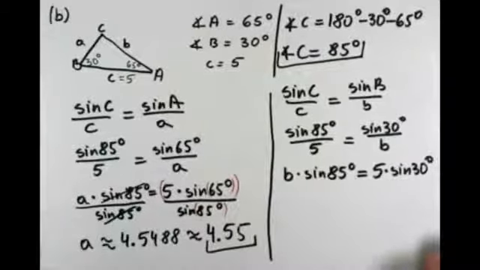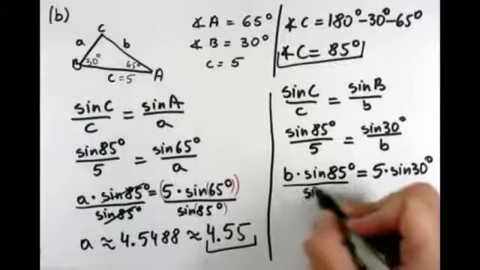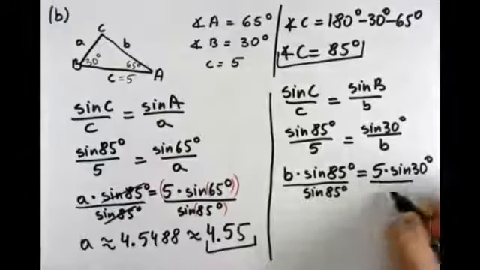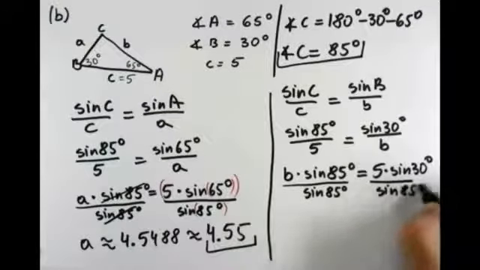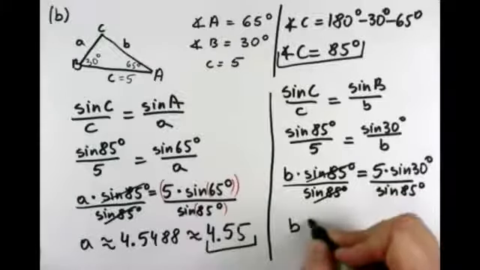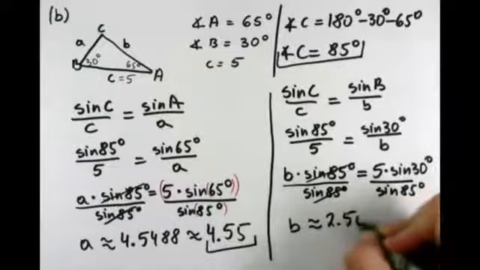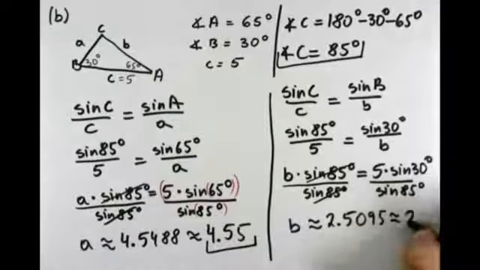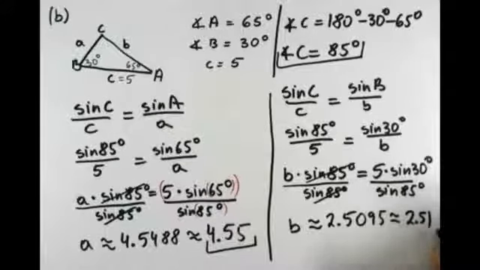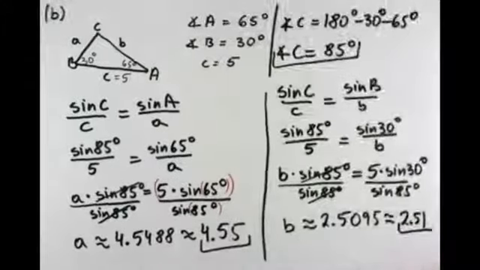Divide by sine 85 degree. This cancels out. So B is approximately equal to 5 times sine 30 divided by sine 85. That gives me 2.5095, which is approximately 2.51.